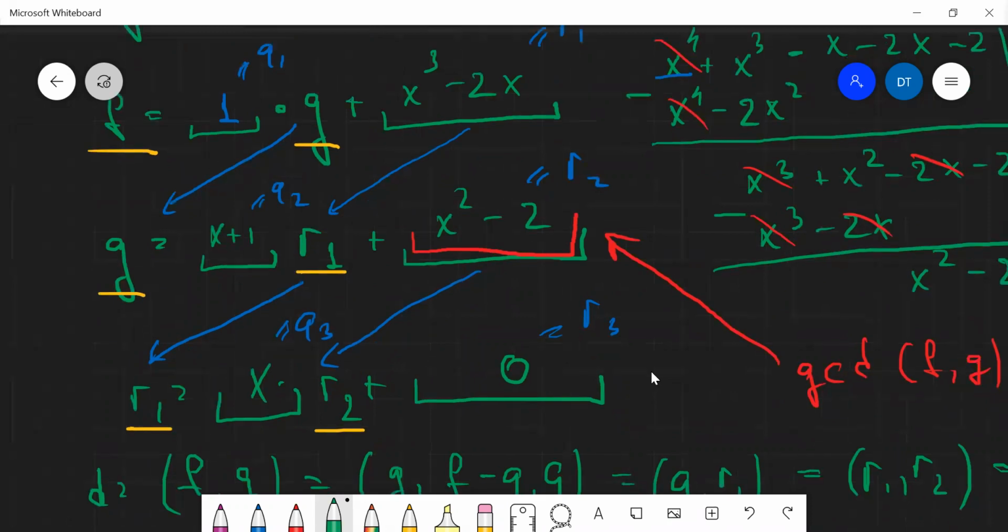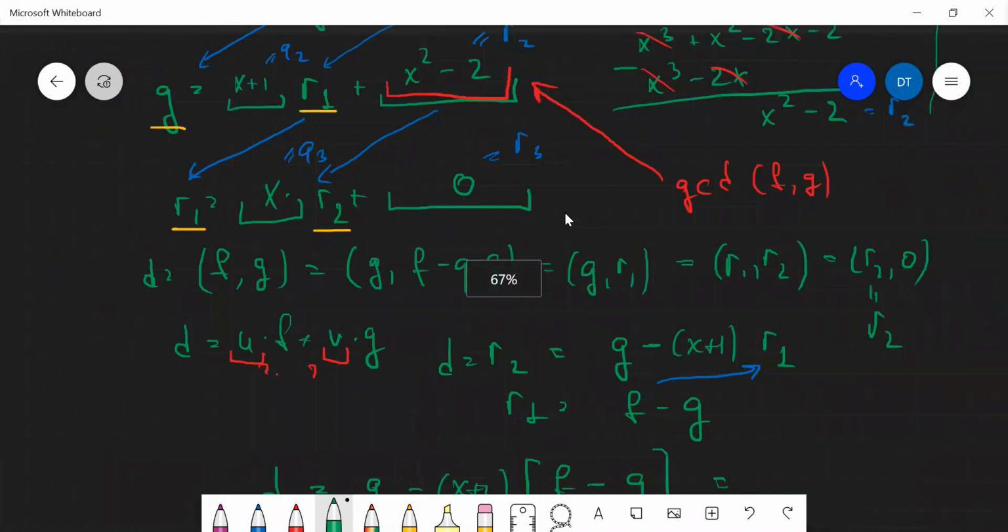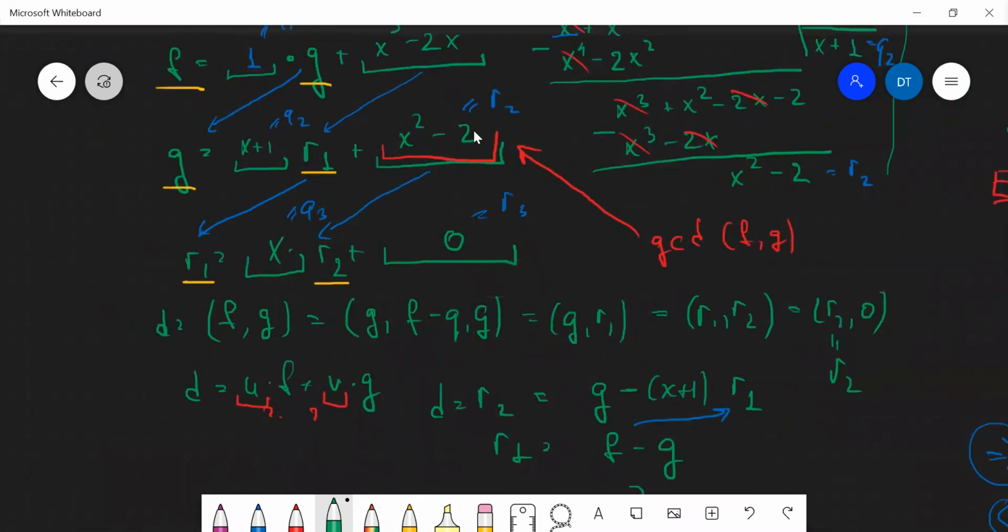Okay, could you show an example? Okay, so the example is here. We have R2, it's G minus X plus 1 R1. So this we have from this equality. For R1, we have F minus G. This is from this equality. So we have these two expressions, and R2 is our GCD.